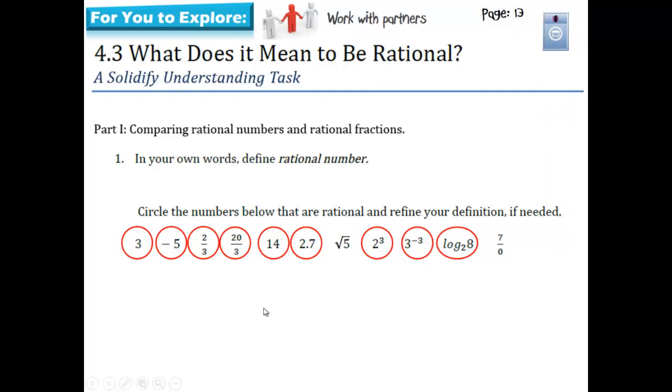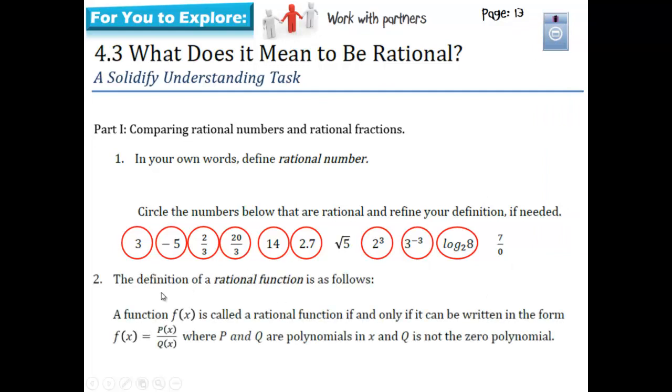So, good job. Let's move right along. It says the definition of a rational function is as follows. The function f of x is called a rational function if and only if it can be written in the form p of x over q of x. Now we've seen p of x and q of x before. Now it defines it a little more right here. It says where p and q are polynomials. And we know what a polynomial is because that's fresh in our mind from module 3.